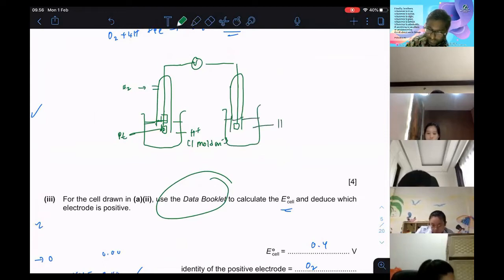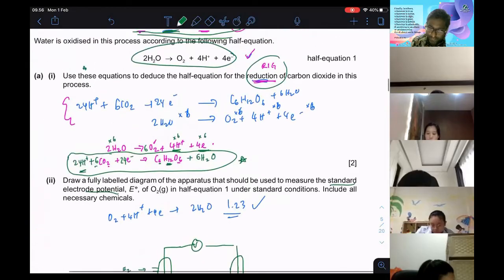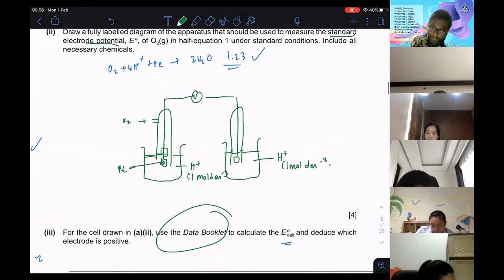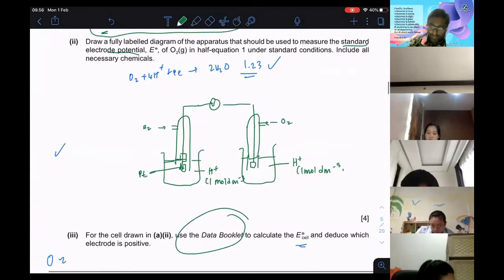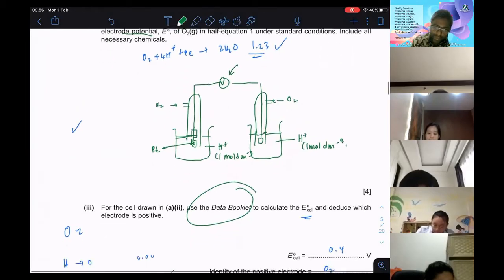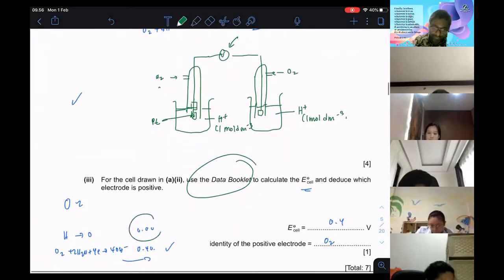So again, H plus 1 mole per dm cube. This one, oxygen. So this is going to actually help us to find out what is V. So here from the cell drawn, we know that the hydrogen cell is going to be 0.